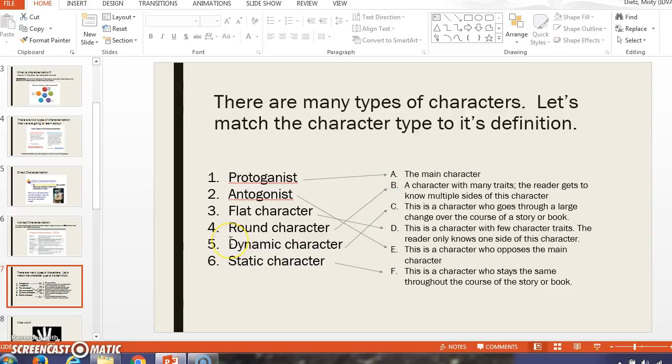We also have a dynamic character. And a dynamic character is a character who goes through a large change over the course of a story or a book. So characters that really undergo a big change are dynamic. And usually our protagonist, our main character, is also a dynamic character. And then lastly, we have the opposite. We have a static character. And a static character is one that stays the same throughout the course of a story or a book. So the character that doesn't change, doesn't learn anything, is a static character.